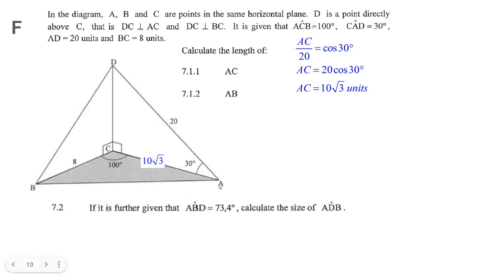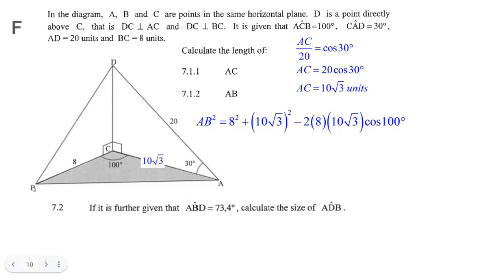Now, what about AB? Well, we've got this is 100 degrees, which is kind of nice. We know that this is 10 root 3. We know that this is 8. Well, how are we going to get at that? Well, gee, we've got two sides and an angle in between.